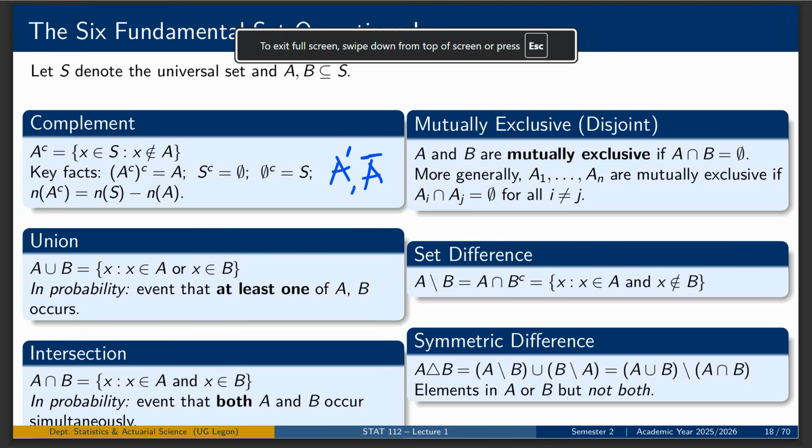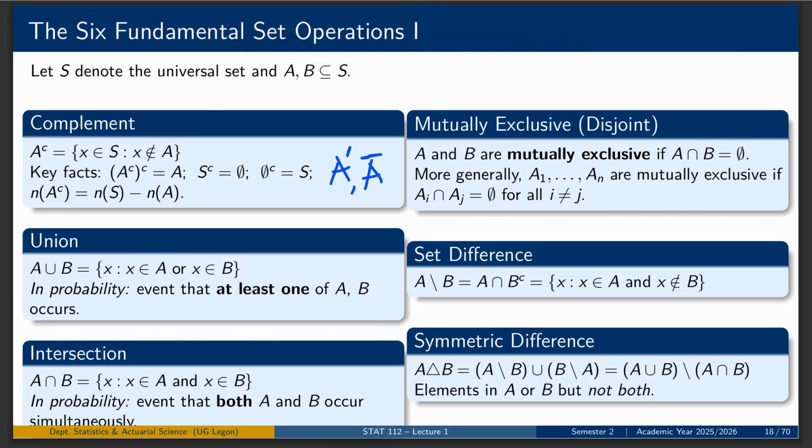Then the union. A union B is the set of x such that x belongs to A or x belongs to B. So in probability, it is the event that at least one of A and B occurs. If we are listing it, we list all elements in A and all elements in B. Of course, repetitions are just taken once. Then the intersection: if x belongs to A and x belongs to B, then we say they are what?